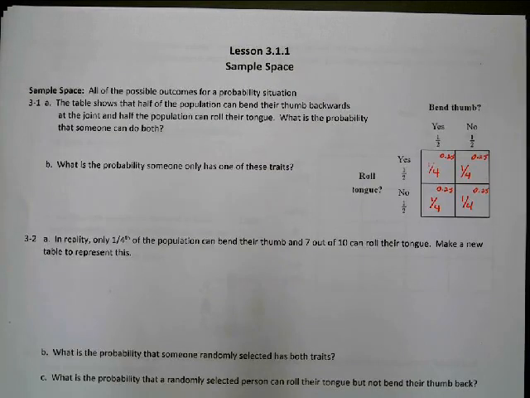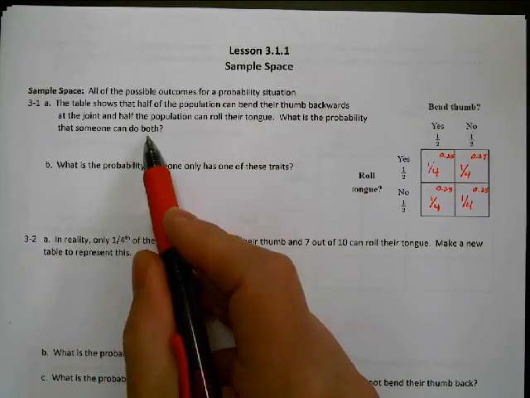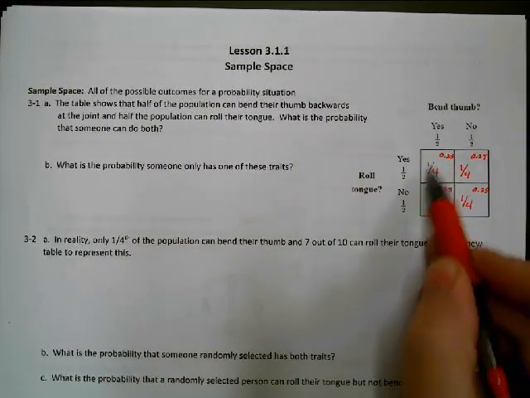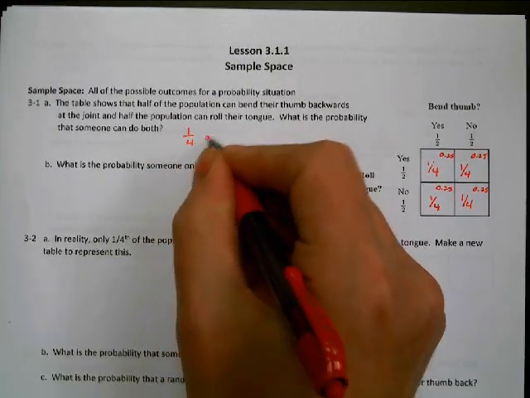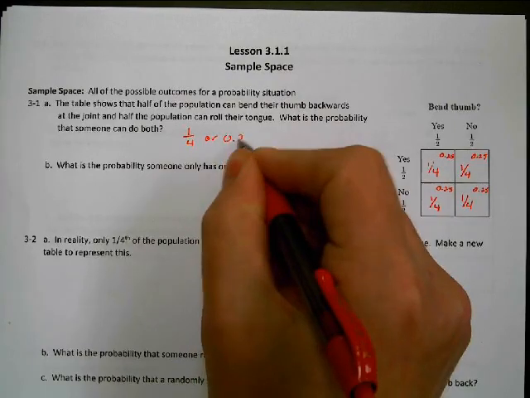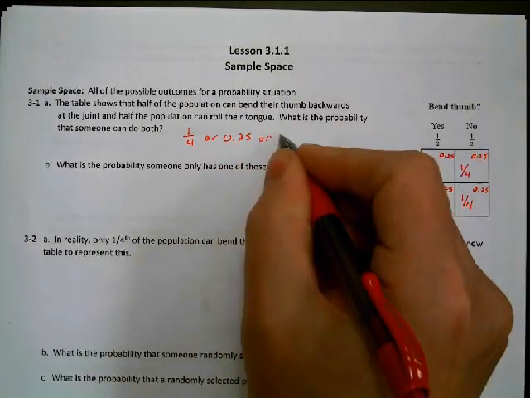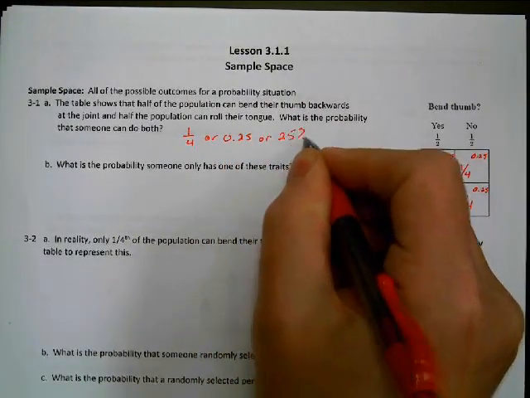All right, so what is the probability that somebody can do both? Well, here's the people that can do both: 25% or 1/4, or 0.25 as a decimal, or as a percent, that's 25%.